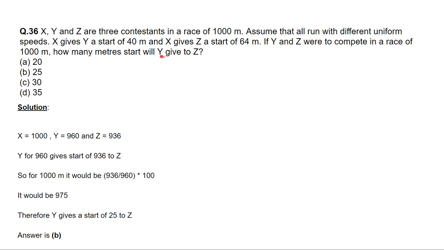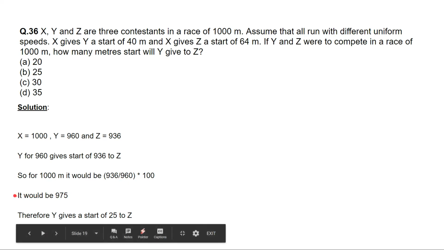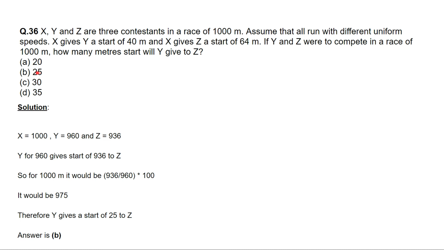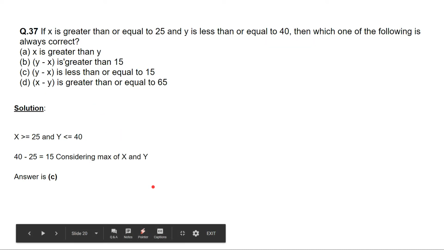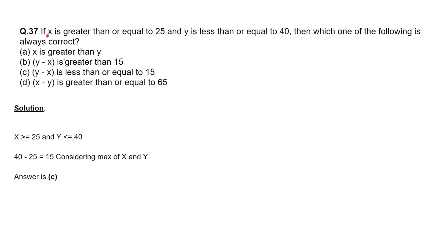Now from here what we can see, when Y is at 960, at that time Z is at 936. So when they are running a race of 1000 meters, it would be 975. So Y will give a start to Z of 25 only, because 1000 minus 975 is 25. So the correct answer here is B.